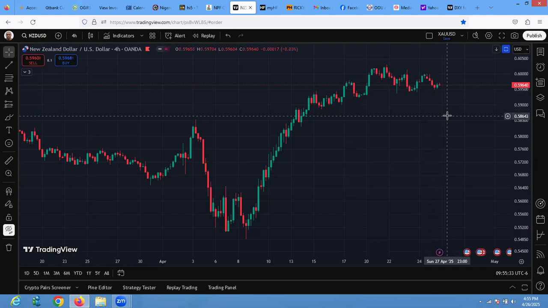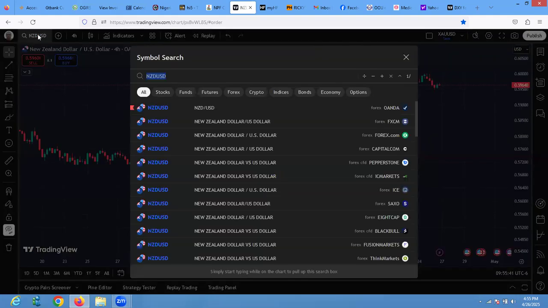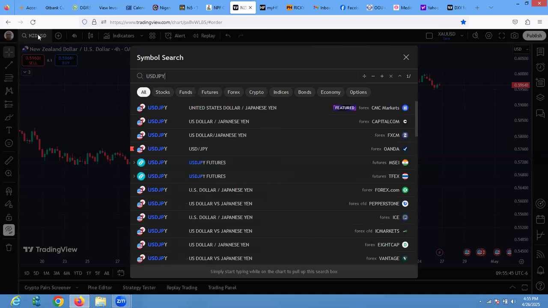Then from there, we can now begin to look for our buy. Of course, we're going to watch the DXY. The next one is USD/JPY, dollar yen.